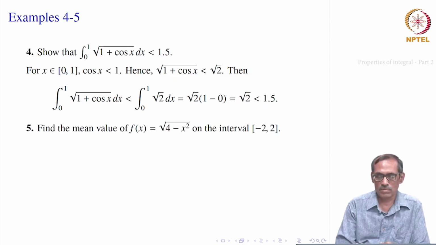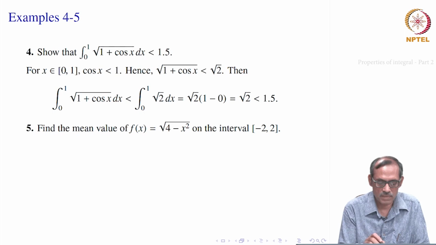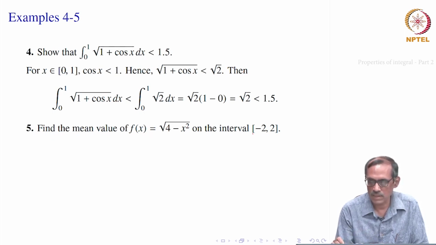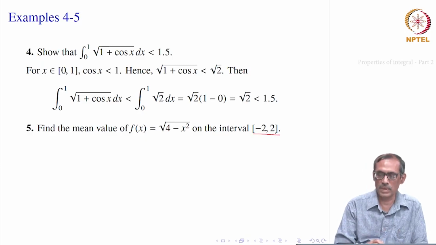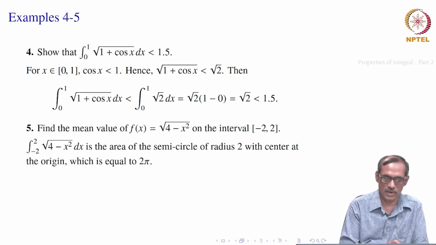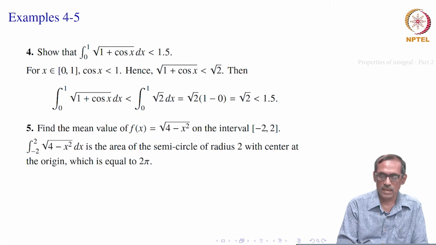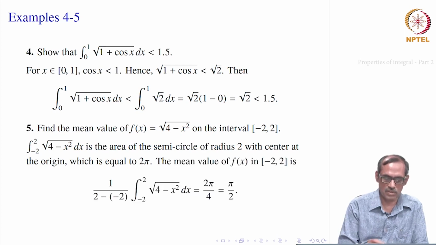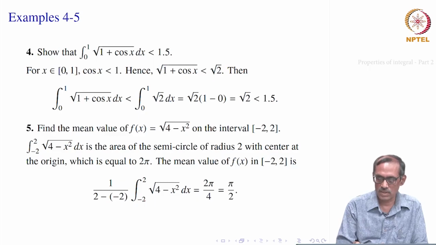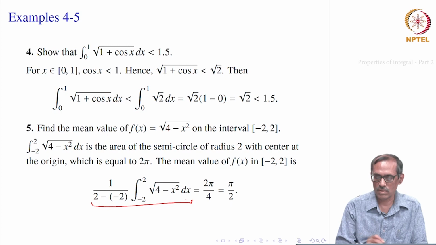Okay. Let us go to the fifth example. We want to find the mean value of this function on the interval minus 2 to 2. So, the mean value is 1 divided by b minus a times the integral from a to b of f of x dx. So, straightforward we can find the integral. So, now what we want is the integral from minus 2 to 2 of square root of 4 minus x square, divided by b minus a, which is 2 minus (minus 2). This is the integral we want to compute.